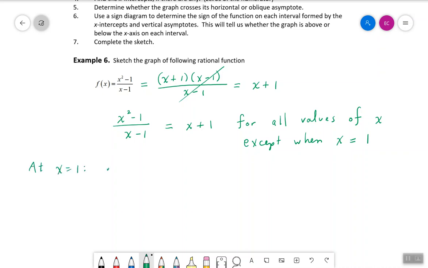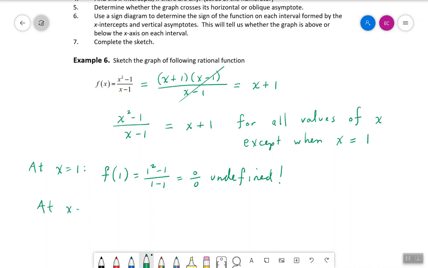At x equals 1, f of 1 is 1 squared minus 1 over 1 minus 1, which is 0 divided by 0. And the 0 in the numerator is interesting, but most important is the 0 in the denominator. Division by 0 is undefined. So whenever there's a 0 in the denominator, we say the expression is undefined. Or we say that the function is not defined at x equal 1.